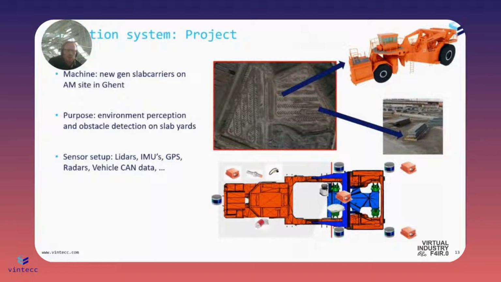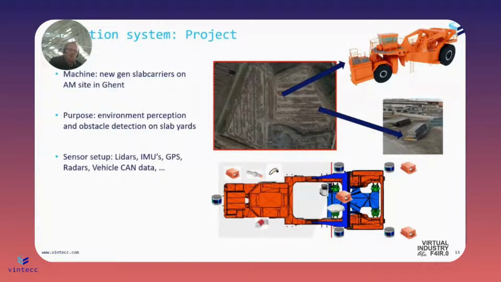What did they want to do there? They need a next generation of these slab carriers, and they wanted to have some object detection and collision avoidance. These new machines, they didn't want them to be damaged from collisions with other machines or with these slab piles. Therefore, we have made a sensor study, as you see in the scheme below. We have a lot of LiDARs on this machine, plus IMUs, GPS, encoders, all kinds of things. Vehicle data is also important, of course.